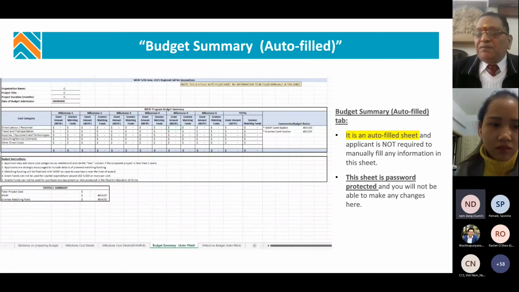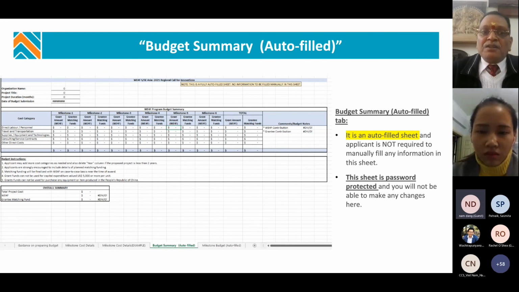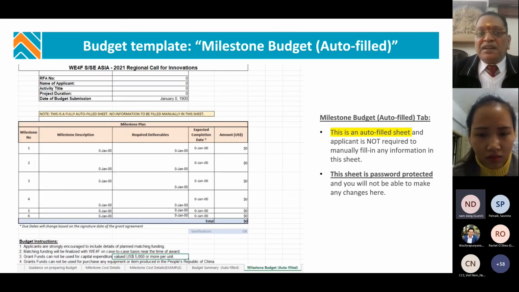And this is the budget summary. This is an autofill, which means you don't need to put in any information. The information which you put on the milestone cost detail tab will automatically appear here. So you can review these steps once you complete your milestone cost details on the second tab. Have a look and check whether the information you have put in is reflecting correctly here or not. And this sheet is password protected and you will not be able to make any changes in the sheet.